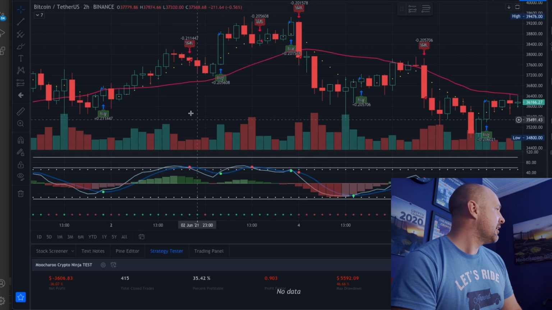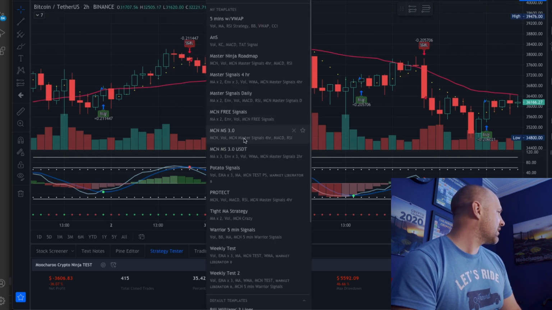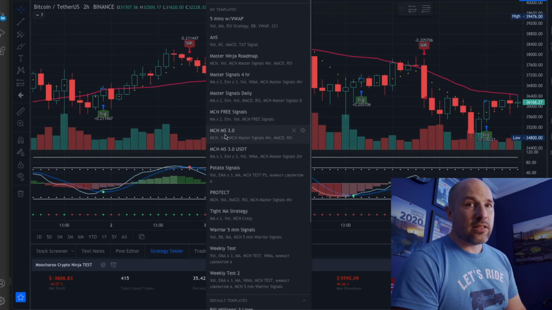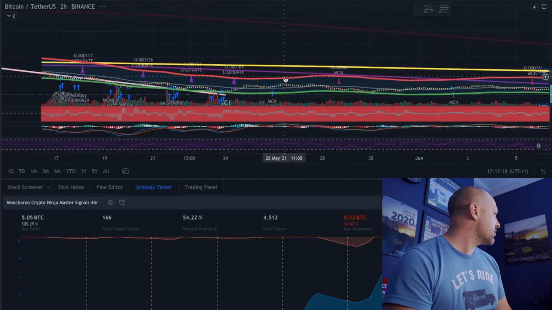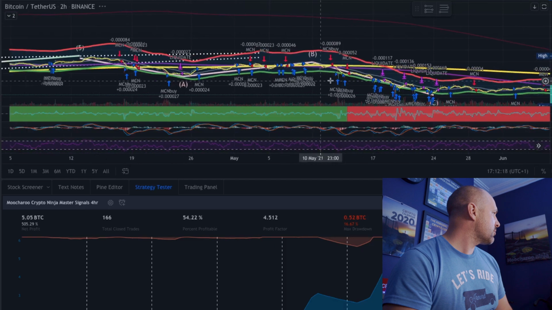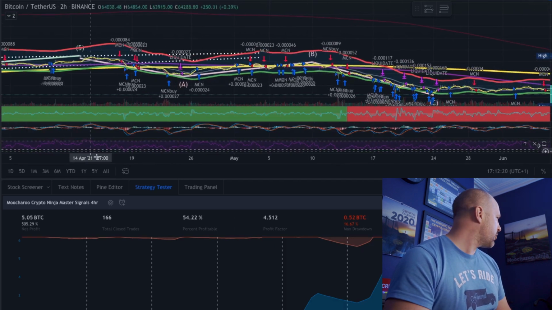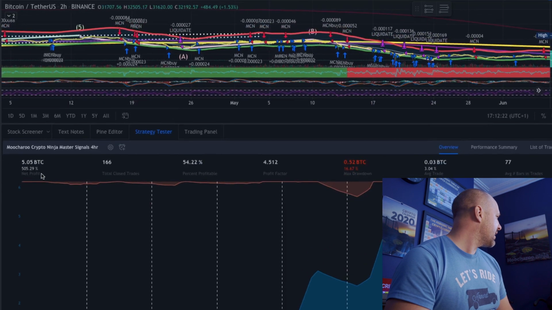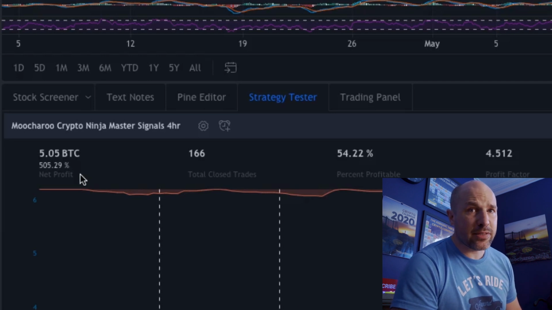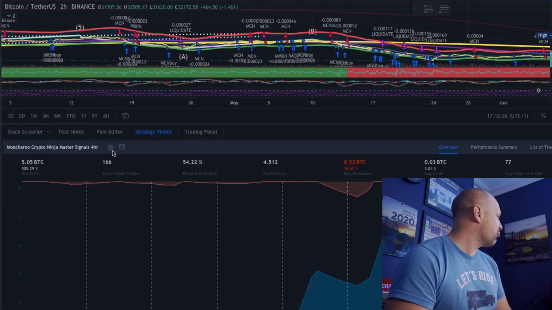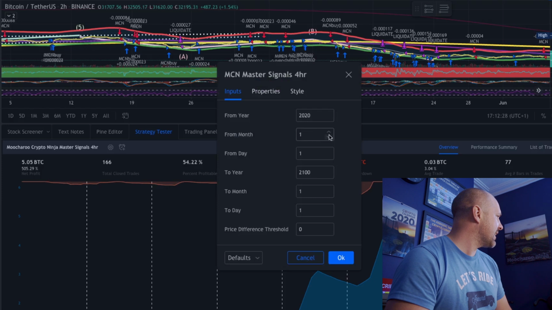So we have a look here, and what I'm going to do is go here to the templates, and add on the MCN Master Signals 3.0, and then right down the bottom again. So this is basically MCN signals just as you would expect. There's all the little buy sell signals just as before, but right now we are making here 505%, but I bet you anything that's not quite right because I haven't adjusted the date.